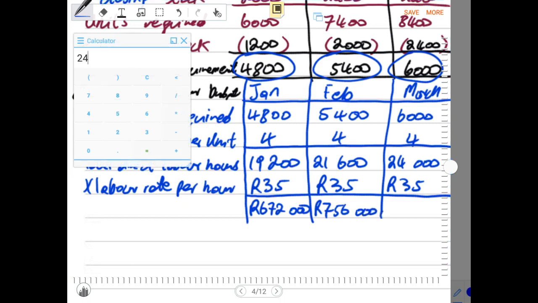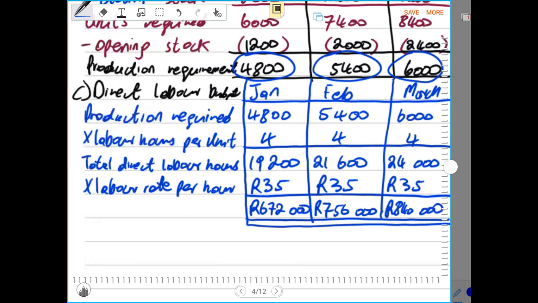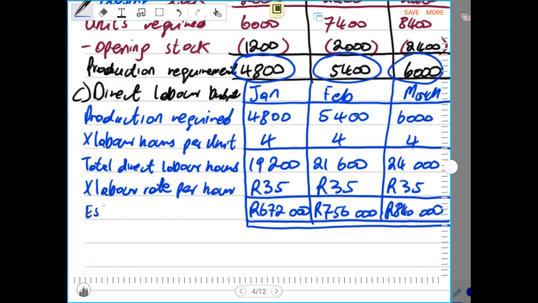Then after it will be 24,000. We multiply that by 35 and it will give us 840,000. So now this will be our labor cost, total labor cost, or estimated total labor cost. Estimated total labor cost, and this is in total.